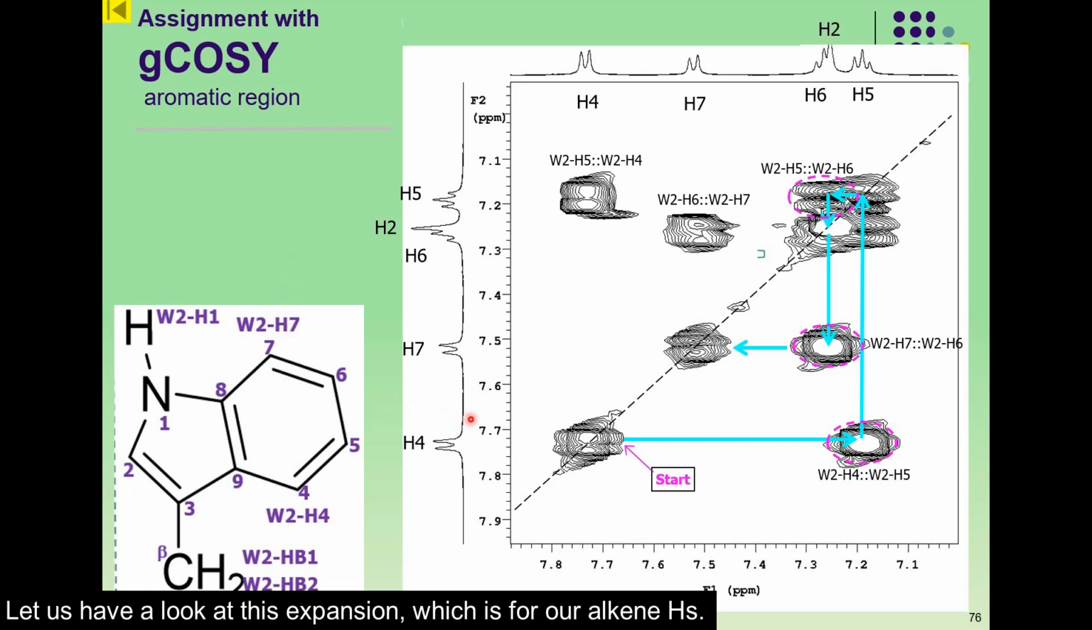Let us have a look at this expansion, which is for our aromatic H's. It contains COSY cross peaks that correlate H4, H5, H6, and H7. Keep in mind that there should be no cross peak correlated to H2 because the NH that is 3 bonds away cannot be observed in 99.9% D2O.